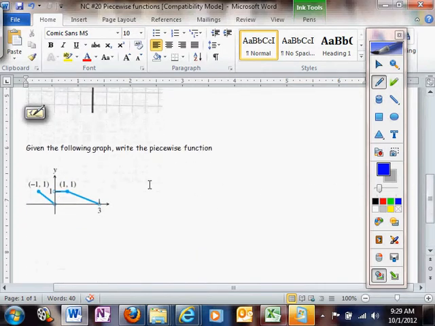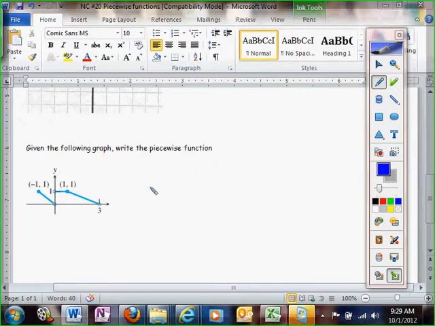And then finally, let's look at a piecewise function graph and see if we can determine the domain. It says, given the following graph, write the piecewise function. So that means we need to actually write each function, each piece, and then show its domain. So I have f of x equals.